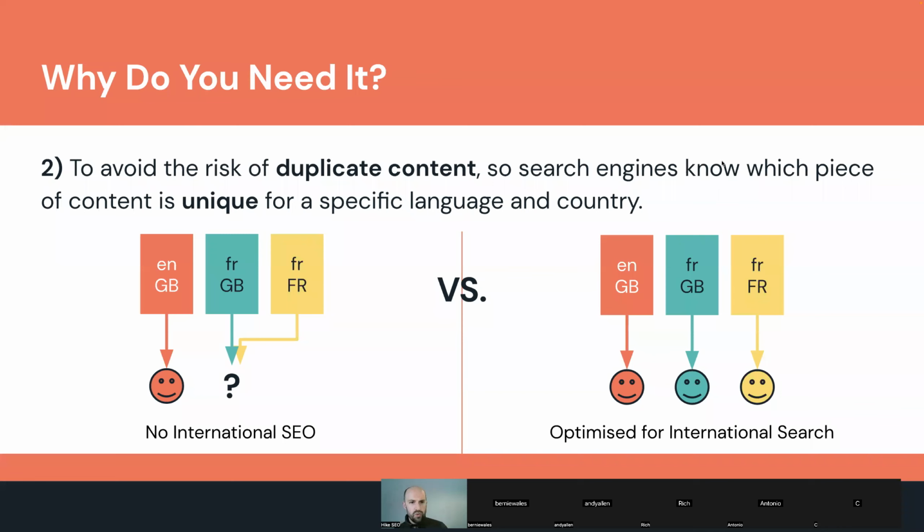So why do you need it? Number 2 is to avoid the risk of duplicate content so that search engines know which piece of content is unique. So this is different than using canonical tags for content in the same language. This is to do with different languages or different locales. You might have very similar content pieces, but they're targeting different countries because of the culture differences or the dialect or whatnot. So we want to make sure that it's all aligned.